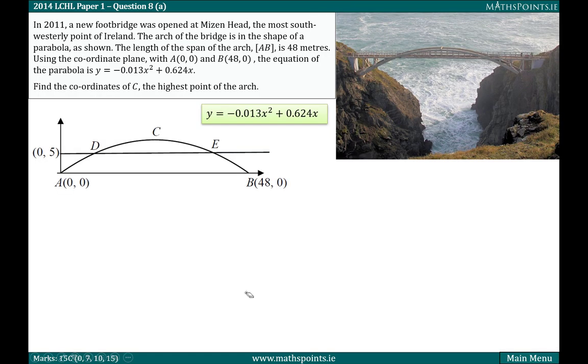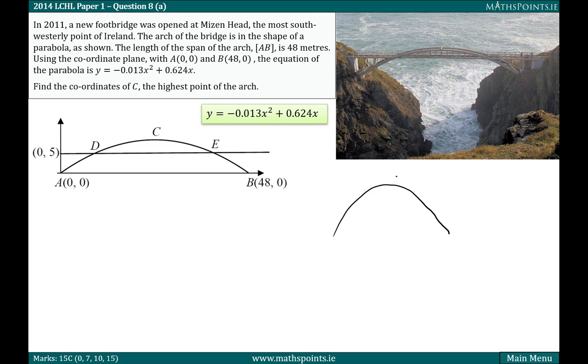So moving to a couple of real world type questions where completed square form was needed or used in the question. The first one here is a question about a footbridge opened in Mizen Head. We can see the function here is y equals 0 minus 0.013x squared plus 0.624x. And that's a minus x squared coefficient, which means it's a quadratic that is n-shaped. I mean, we can see the shape of the bridge here.